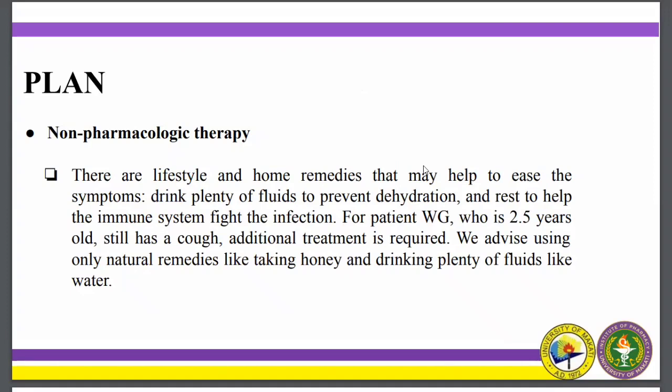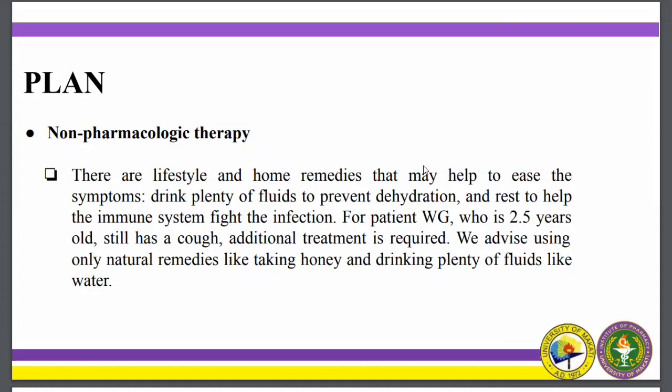So sa prutas, syempre, kailangan tayong kumain ng mga pampalakas ng immune system, like yung mga may vitamin C, like orange, ganyan. Syempre sa gulay, alam na natin yon, kailangan tayong kumain ng mga masustansyang pagkain para matulungan natin yung katawan natin na labanan yung infection.